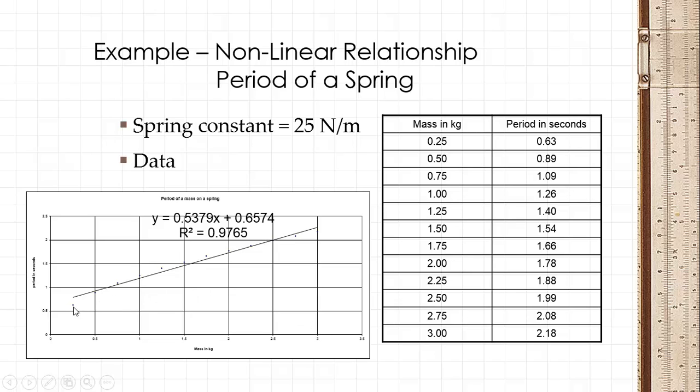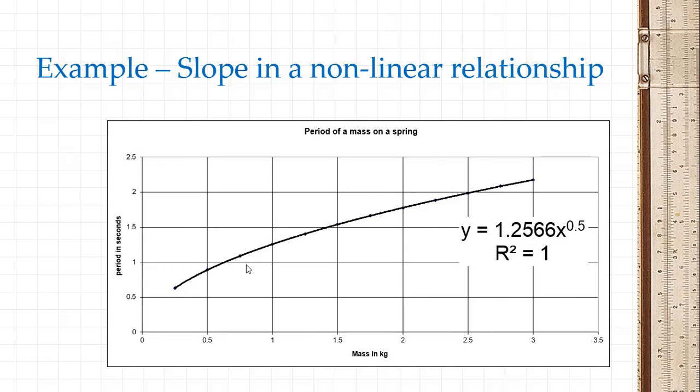Now, when I did my original graph, I thought that maybe it's direct. Okay, it is increasing, but if you look, y equals 0.5379x plus 0.6574, and the r squared is 0.9765. Yes, it's close to 1, but let's try a power relationship and see if we can get any closer. Here's the power relationship, and I get y equals 1.2566x to the 0.5 and an r squared of 1. So that means this is a perfect fit. And this x to the 0.5 means this is a square root function. So I'm really looking at a root relationship.